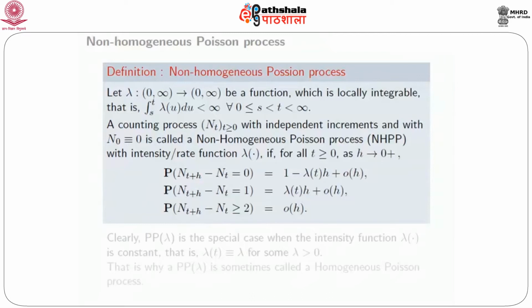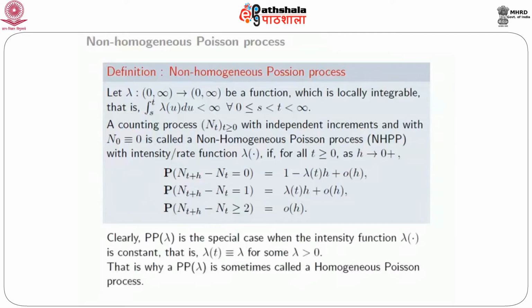Okay, a counting process N(t) with independent increments, that's assumed, and with N(0) equal to 0, that's also assumed. So what is new? Such a process is called a non-homogeneous Poisson process with intensity or rate function lambda if for every t greater than or equal to 0 and h going to 0 plus, we have these three quantities. So what we have seen is that you already have the distributional property satisfied, provided you assume these conditions.